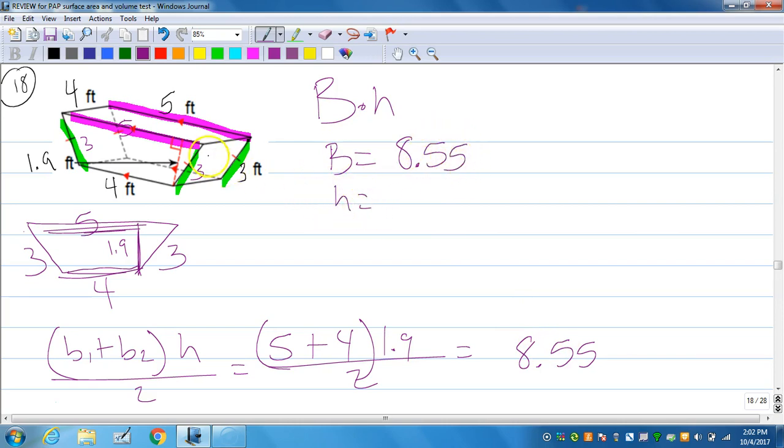The height. How tall is this? When you stand it up correctly, it's 4. That's H. So you multiply these two numbers, 8.55 times 4, and it's going to give you 34.2.